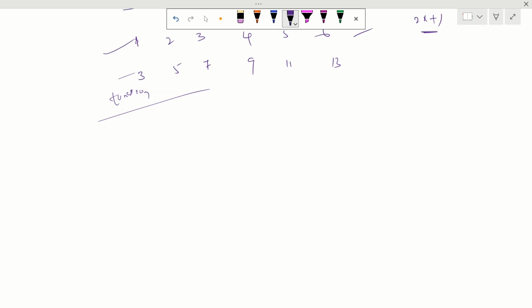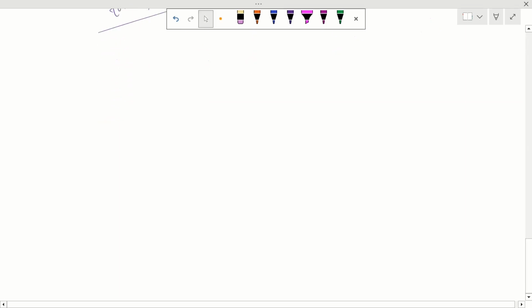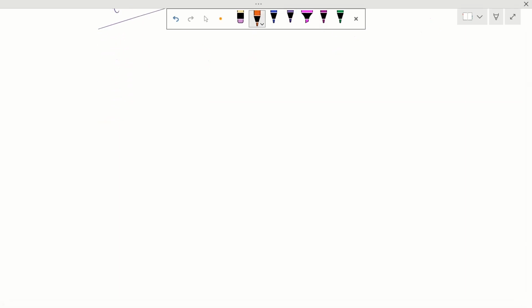Now we are going to discuss some functions and their graphs. The first one we are going to discuss is the identity function.